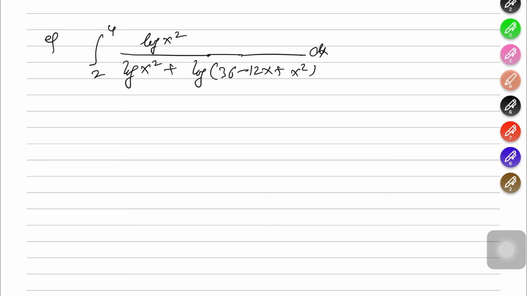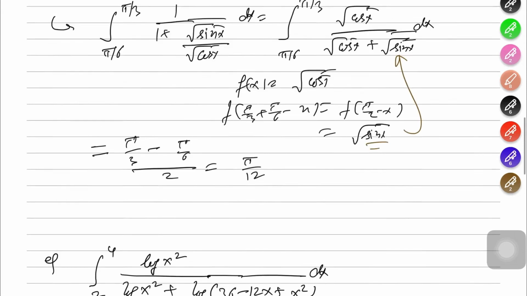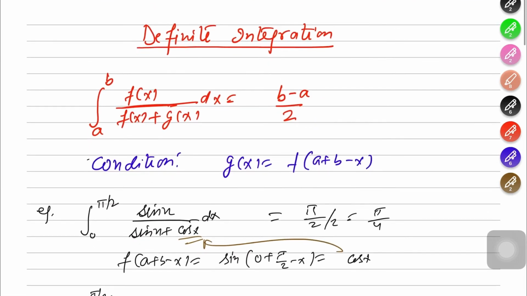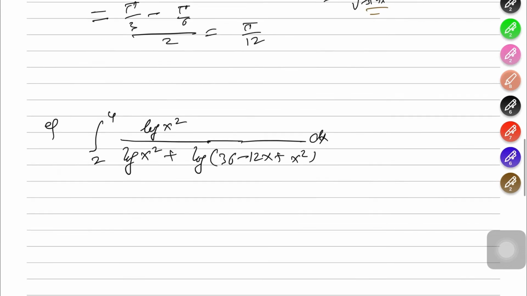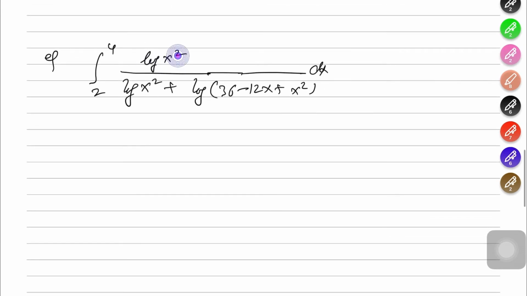Okay, so in this problem, how do we know whether we can apply this particular trick or not? One of the functions, that is f(x), is the same in numerator and denominator, and we have to check for the other function, g(x). So here it appears that this function is f(x), which is the same. We have to check about the other function. So how do we check?